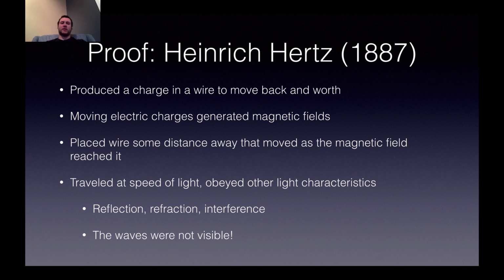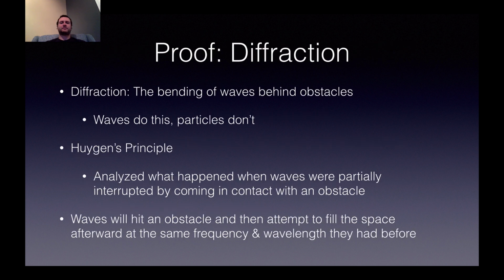another piece of wire a distance away and tracked how quickly he needed to get those charges to move to create a magnetic field that could then get some other object to begin to move as a result of that field. And what he was able to discern was that this light was traveling at the speed of light, and it obeyed other characteristics of light already well known, such as reflection, refraction, and interference, but you couldn't see it, right? So there's no visible spectrum stuff going on here, yet he was able to prove that this could happen.